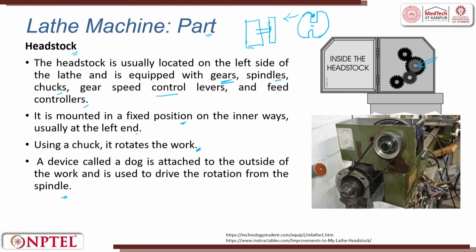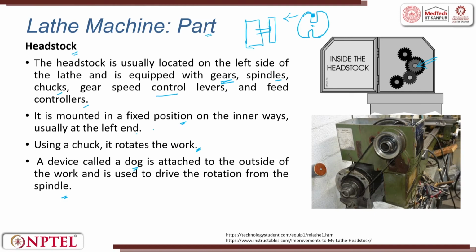So, this is called a dog. What the dog will do is it will hold the workpiece and lock it with the face plate. So, here the workpiece is not mounted to the spindle, it is attached to the device called a dog. It is something like this, the dog is placed. Now when it rotates, the dog in turn is attached to the workpiece. So, between centers, if you want to machine end to end, then we use this. The device called dog is attached to the outside of the work and is used to drive the rotation of the spindle.